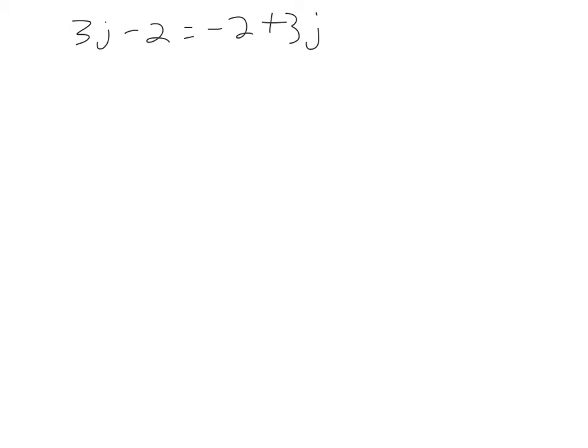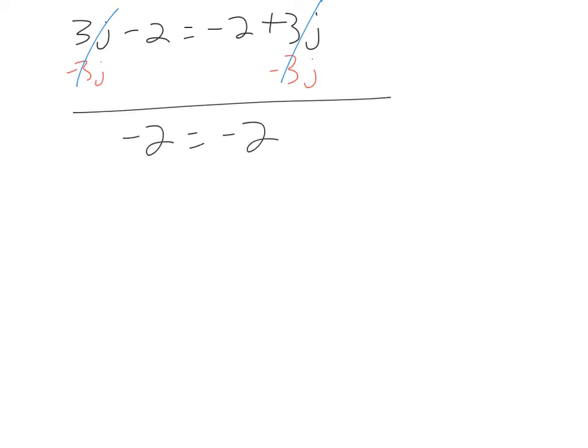You want to move the j's so that they're all on the same side. So I'm going to subtract 3j from each side to move them. But what happens is they each cancel out. So what you're left with is -2 equals -2. This is always true. -2 will always equal -2 no matter what value j is. So for all values of j, this becomes a true statement.